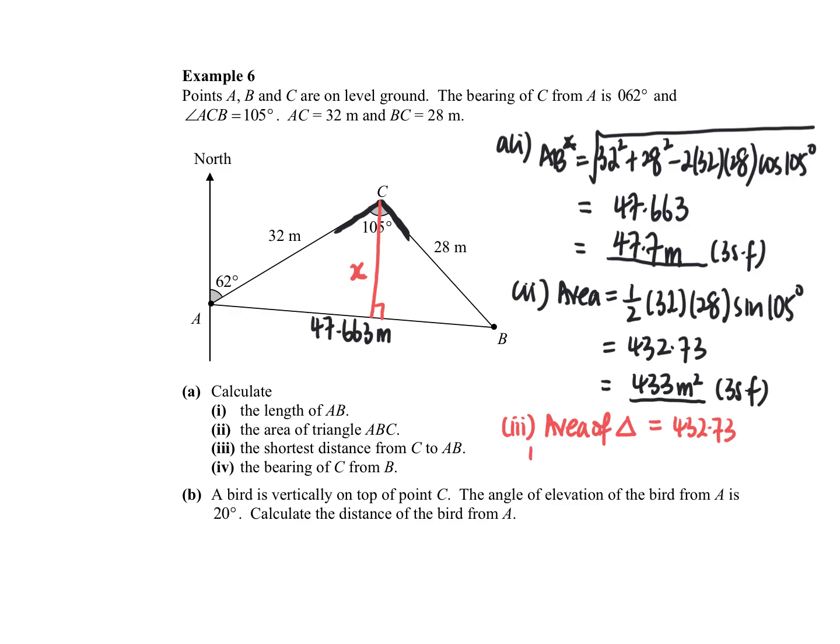Okay, so actually it's half times the base, which is 47.663, times the height. The shortest distance is the height. And then it's 432.73. So to find the shortest distance, I just divide the whole thing over.